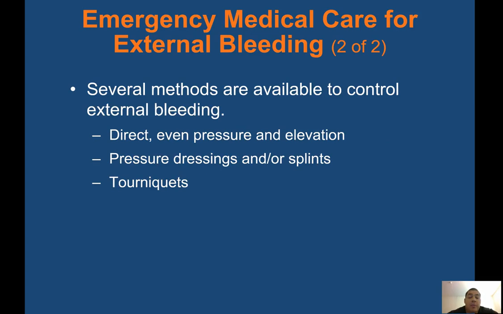Several methods are available to control external bleeding: direct, even pressure, and elevation. So first thing you're going to do is put pressure on the bleed. You're going to elevate it above the heart. Pressure dressing or splints, and then your last resort's going to be tourniquets. If you have an arterial bleed, you're probably going to just go ahead straight to direct pressure and try and apply that tourniquet as soon as possible.